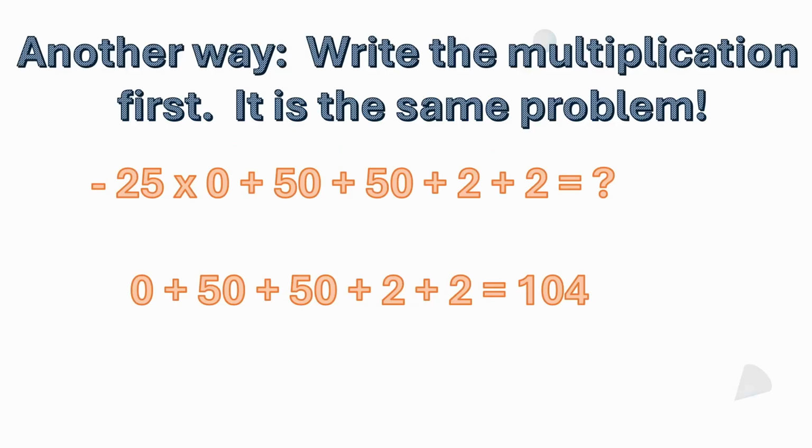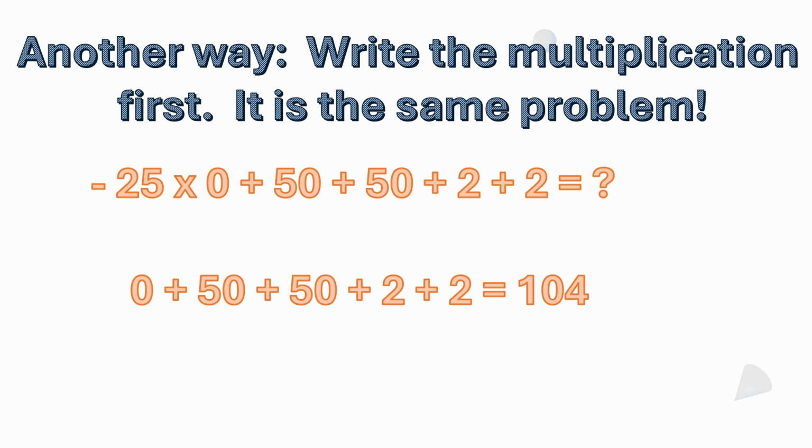And another way you could have written this out, it's the same problem. I could have written this as minus 25 times 0 plus 50 plus 50 plus 2 plus 2. It's still 104. Same answer.